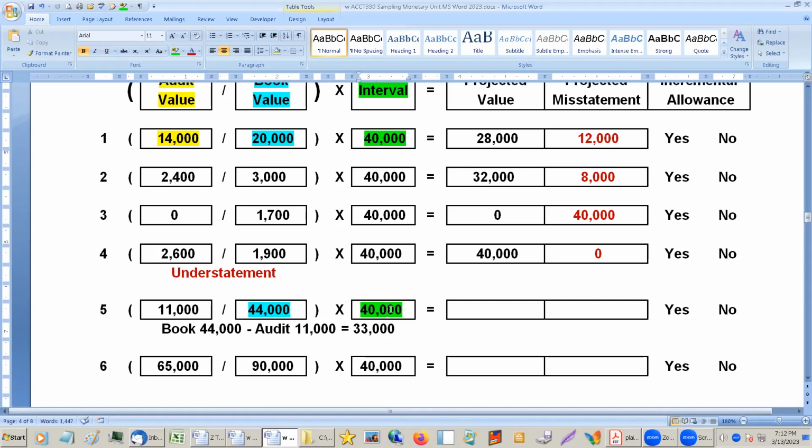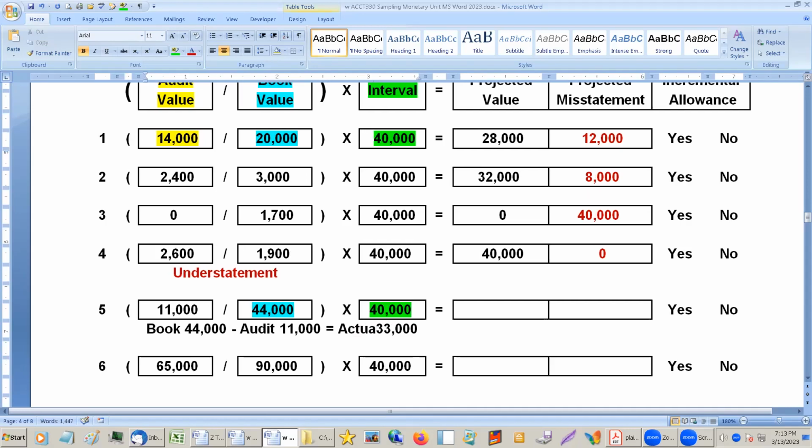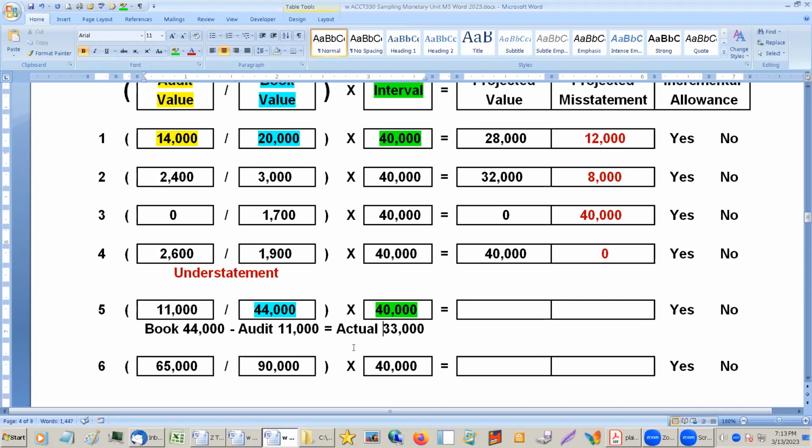Now, if you do multiply this out, you're going to come up with a lower number, 30,000. And notice that we know that this one is misstated by 33,000. The actual is 33,000. I can put actual in here. Okay, it worked. So this actual amount that it's actually off by, this is what we're going to put in here. This covers the entire interval.